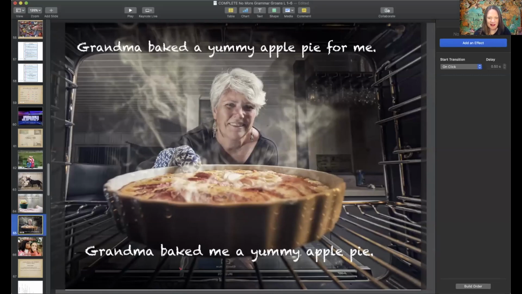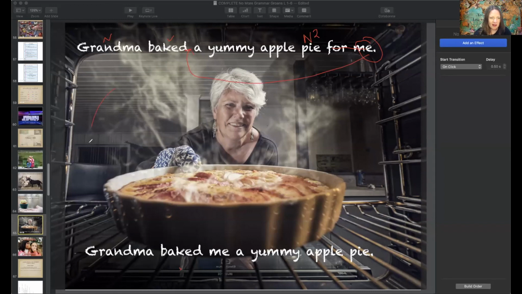This one looks yummy. Here we have: Grandma baked a yummy apple pie for me. The first one is the noun, verb, noun 2 sentence pattern. You see for me is a prepositional phrase. Baked is the verb, noun is grandma, and pie is the direct object. If you need an indirect object, then take me and move it here after baked.